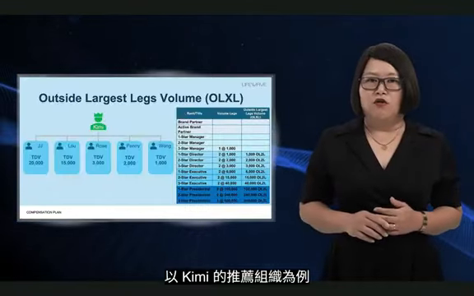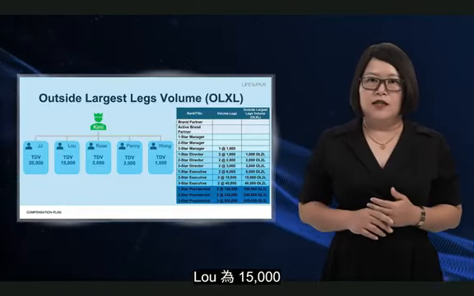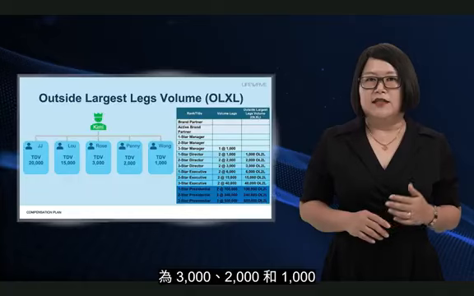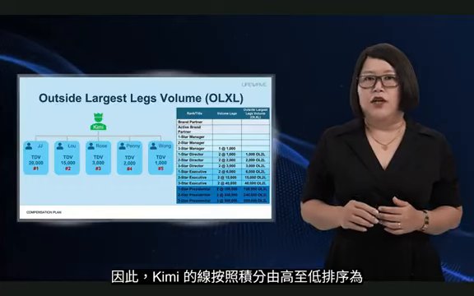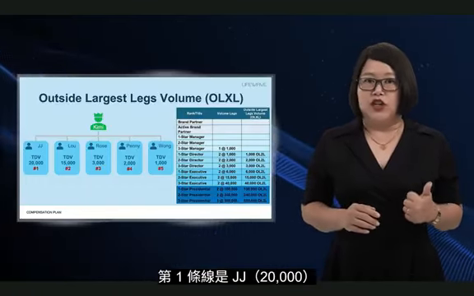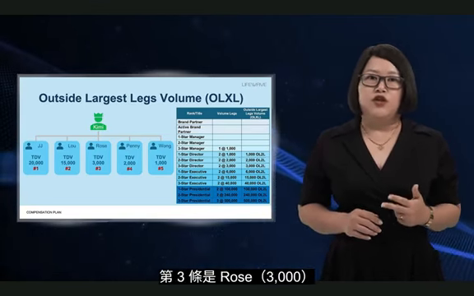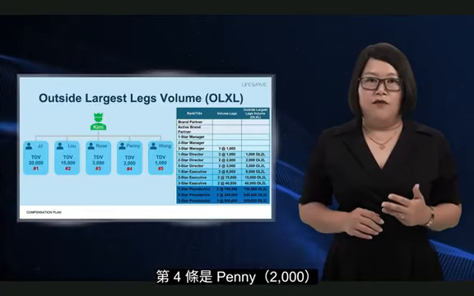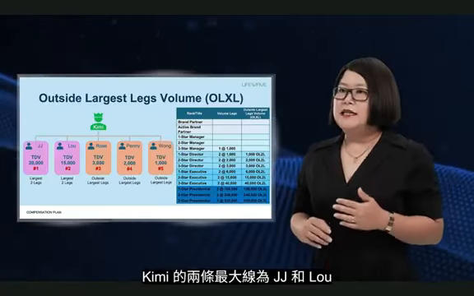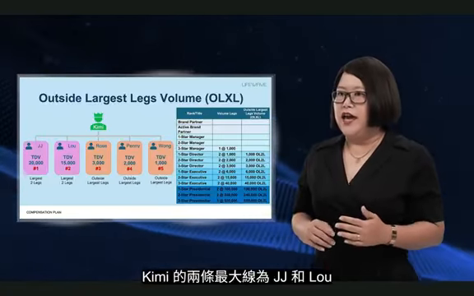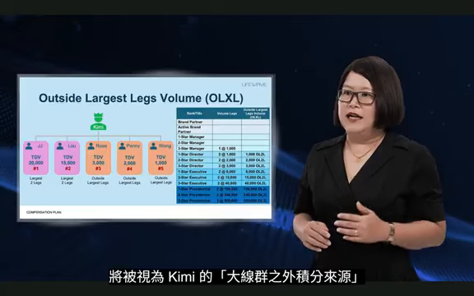So, referring to Kimi's enrollment organization, JJ has 20,000 total downline volume, Lou has 15,000, and Rose, Penny, and Wong have 3,000, 2,000, and 1,000 total downline volume respectively. Kimi's largest legs in order of highest to lowest would be number 1, JJ with 20,000, number 2, Lou with 15,000, number 3, Rose with 3,000, number 4, Penny with 2,000, and last, number 5 would be Wong with 1,000 total downline volume. This means that Kimi's largest 2 legs would be JJ and Lou. So Rose, Penny, and Wong will be considered as Kimi's outside largest legs.